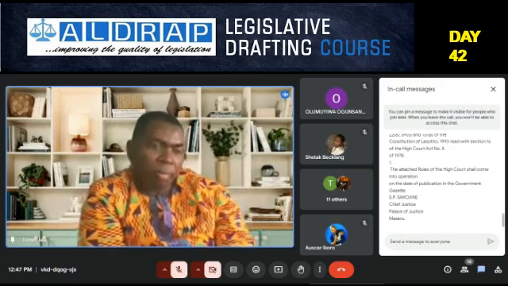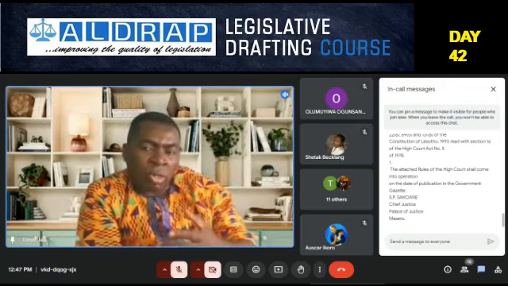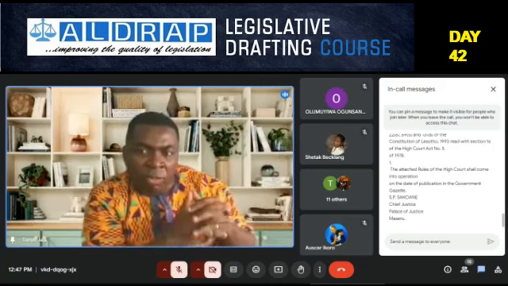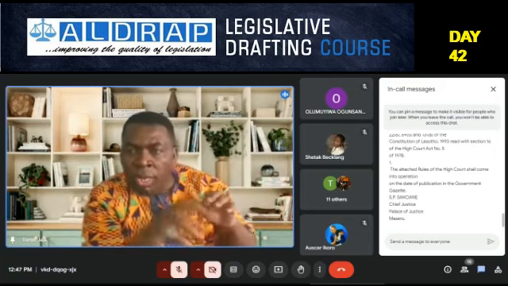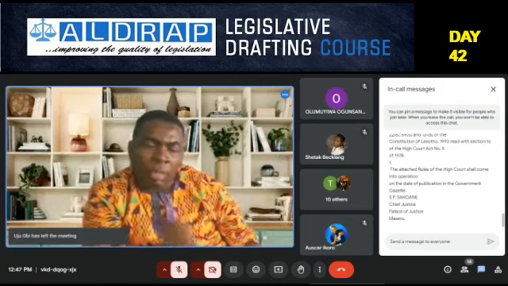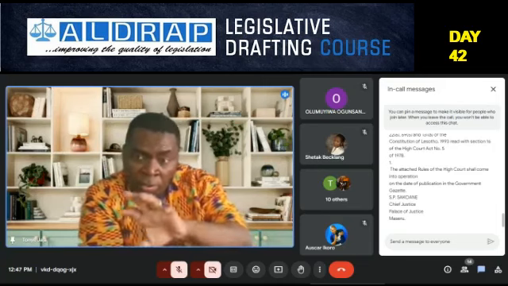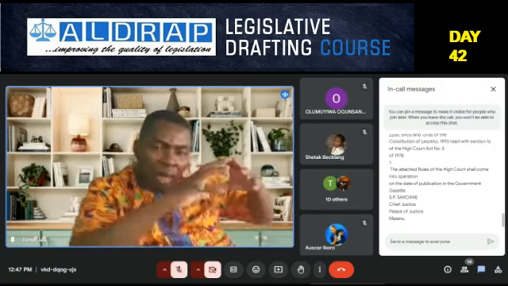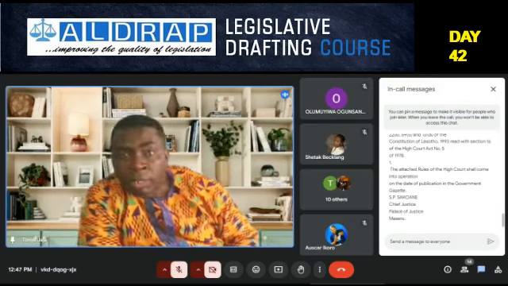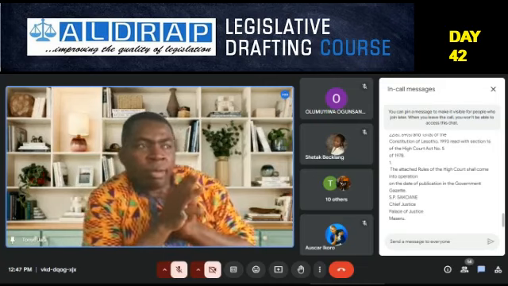He names his name, and then pursuant to sections so and so of the Constitution. This is well drafted because he referred to the sections of the Constitution and the High Court Act where the Chief Justice has power to make rules for courts. So that part is well captured, but it's not couched the way enacting formulas should be couched for subsidiary legislation. So this is very important.